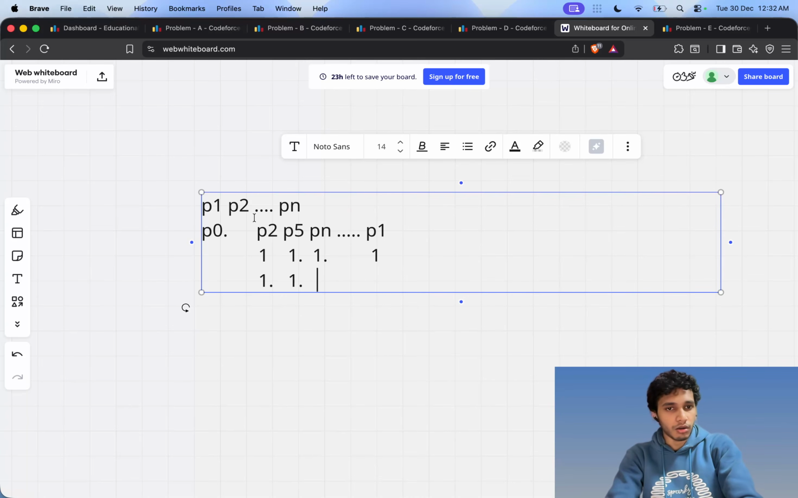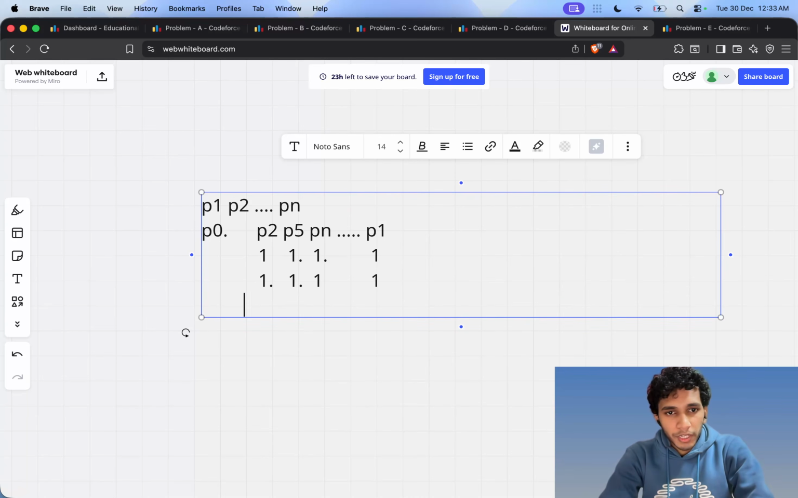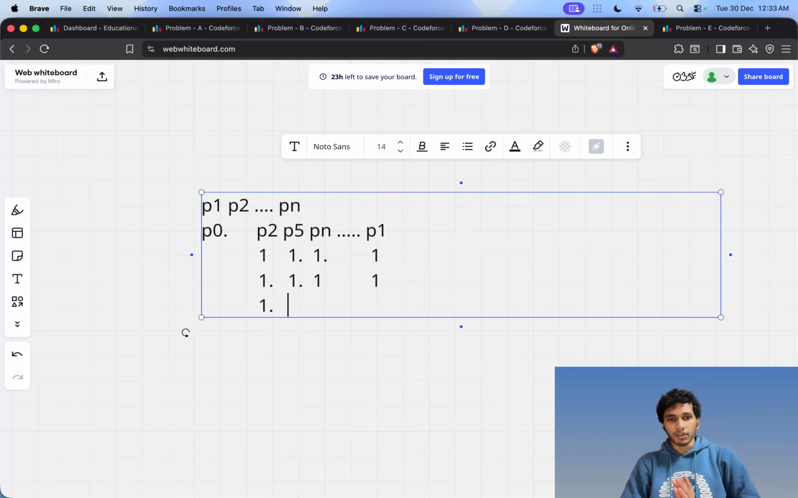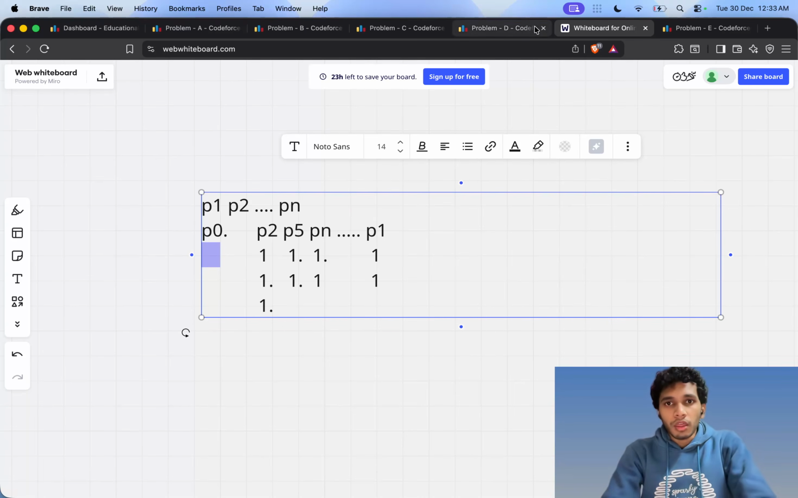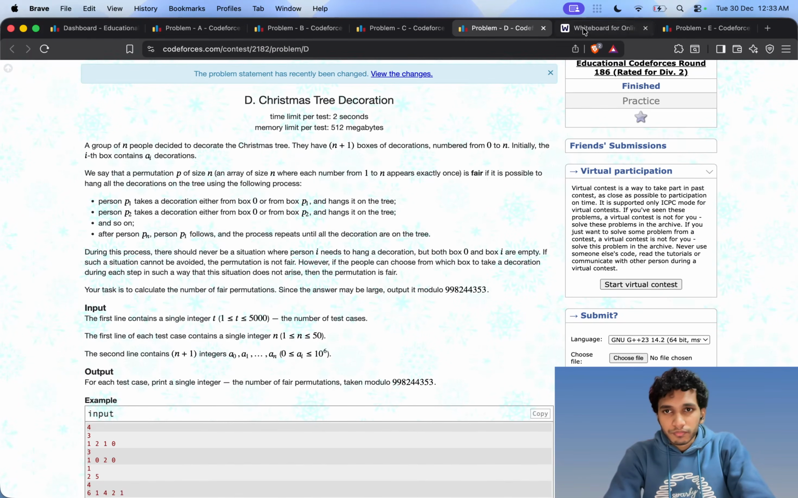Now Pn had a decoration with it, so it uses its own decoration. Similarly, this goes on, and P1 again has its own decoration. Now P2 has its own decoration, and P5 does not have a decoration. And P0 also does not have a decoration. Now what happens? There are some scenarios for us.